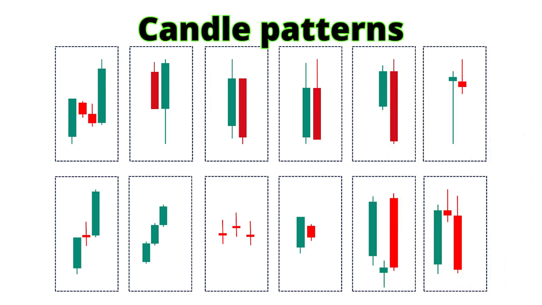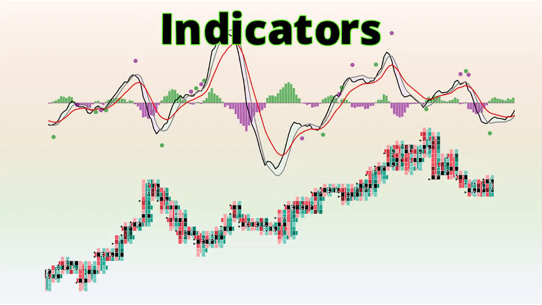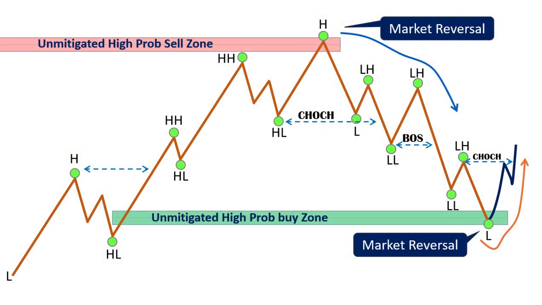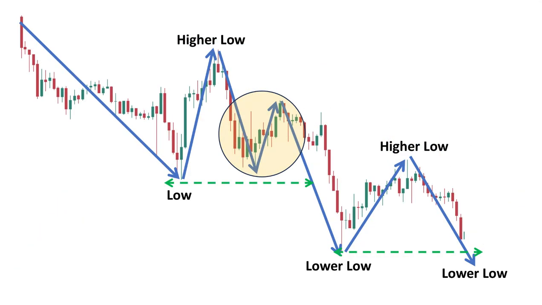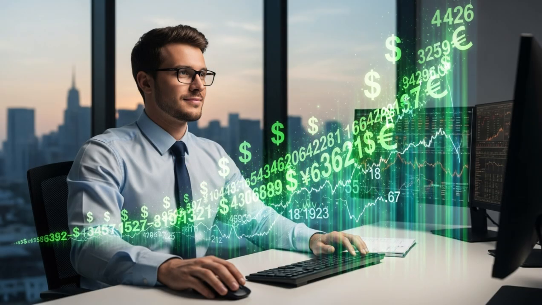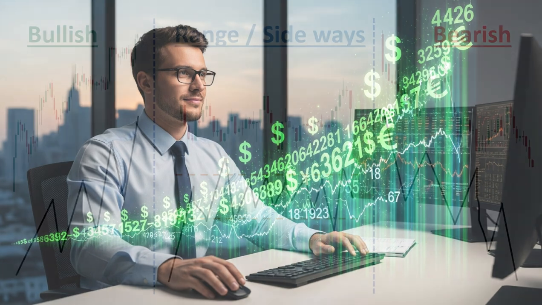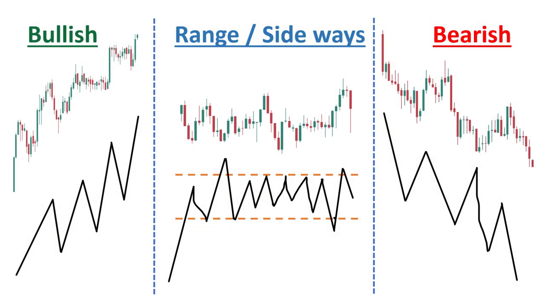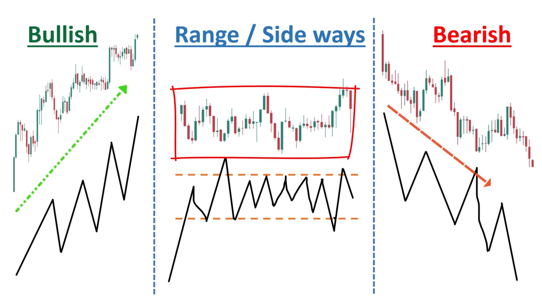Yes, candle patterns may help you. Yes, indicators may give you some signals. But without understanding structure, all of this is incomplete. You may get lucky once or twice, but consistent profits remain out of reach. So let's begin. At the most basic level, there are three states of the market. Number 1, bullish. Number 2, range or sideways. And number 3, bearish.